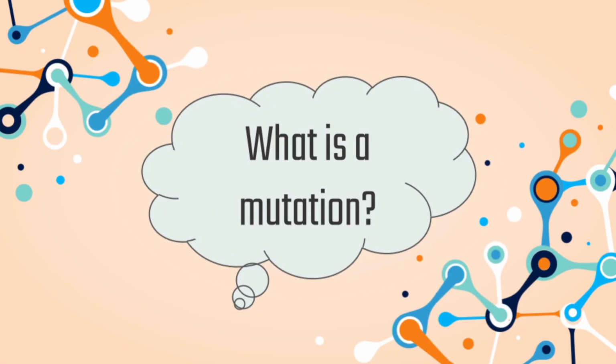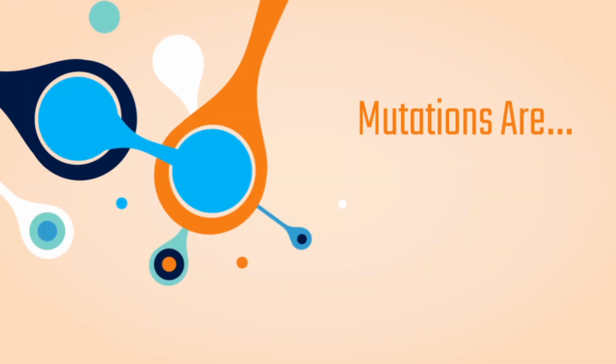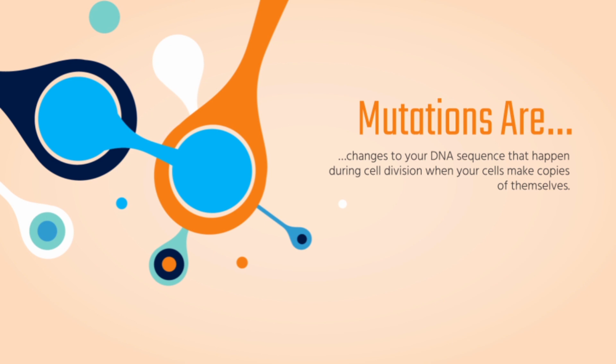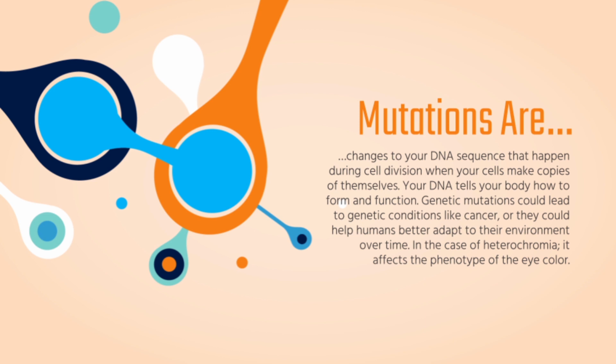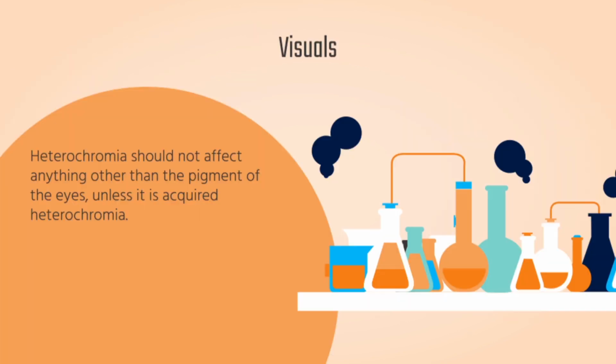You're probably wondering, what is a mutation? Well, genetic mutations are changes to your DNA sequence that happen during cell division when your cell makes copies of themselves. Your DNA tells your body how to form and function. Genetic mutations could lead to genetic conditions like cancer, or they could help humans better adapt to their environment over time. It affects the phenotype of the eye color.